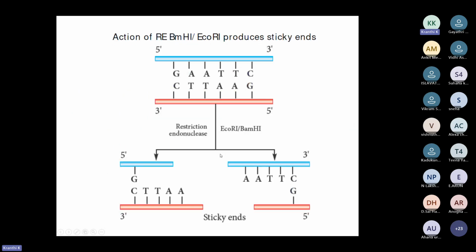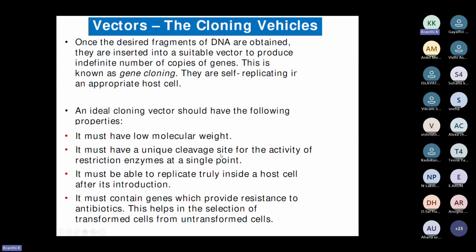Okay. Now coming to the vectors. So we have different types of vectors. What are the vectors here? Vectors are nothing but where we are inserting the desired DNA into a vector DNA, right? So vectors are of different types. Plasmids. Plasmids are extra chromosomal genetic material present in most of the microorganisms.